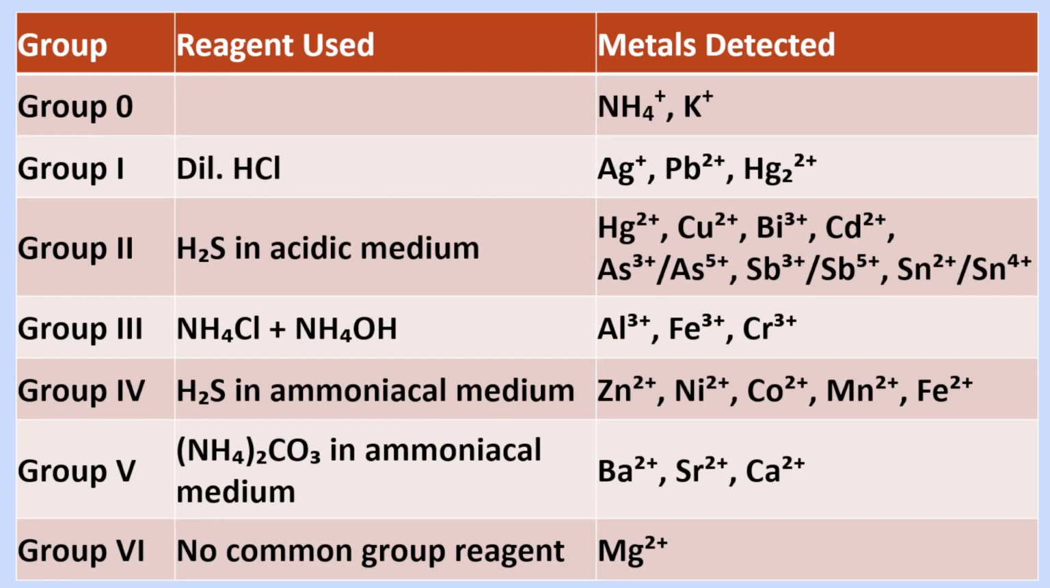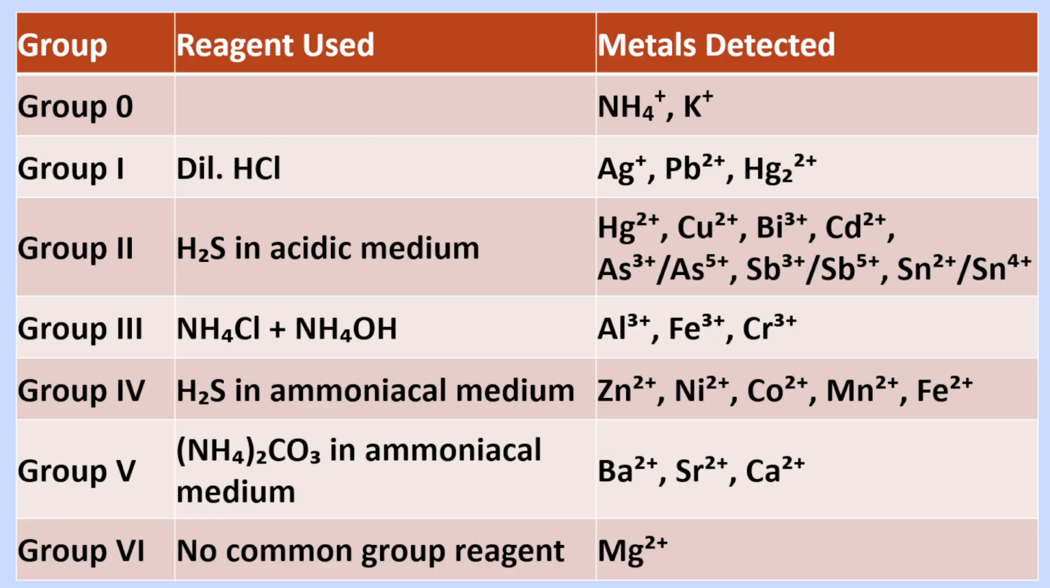Group-wise separation of basic radical. Let us now look at how different basic radical or cation are divided into groups for easy identification. As you can see here, the cation are divided into 7 groups starting from group 0 to group 6. Group 0: cations like ammonium and potassium fall in this group. They don't form precipitate easily, so they are detected separately and no group reagent is used.